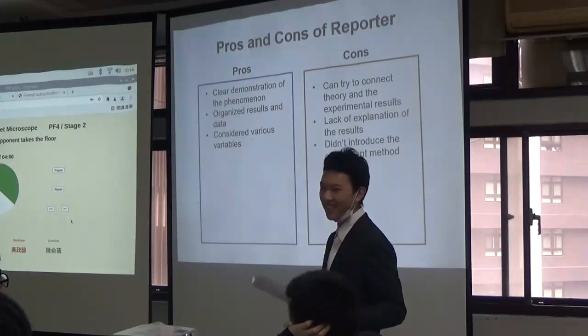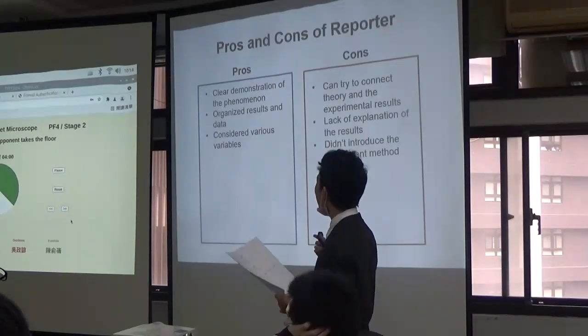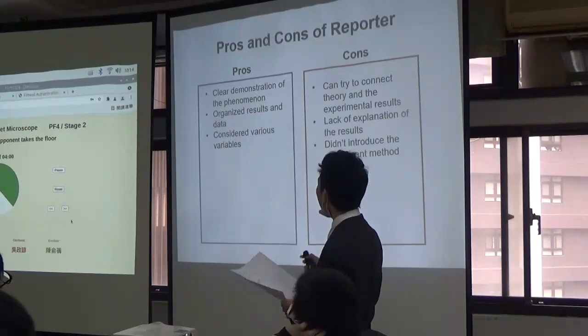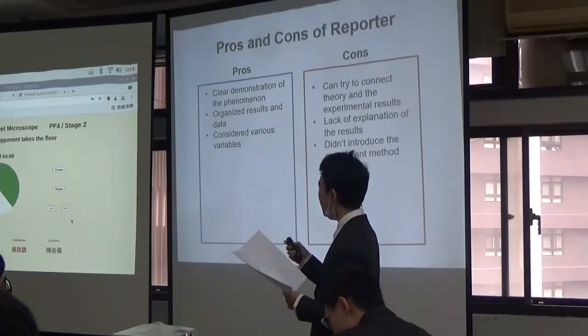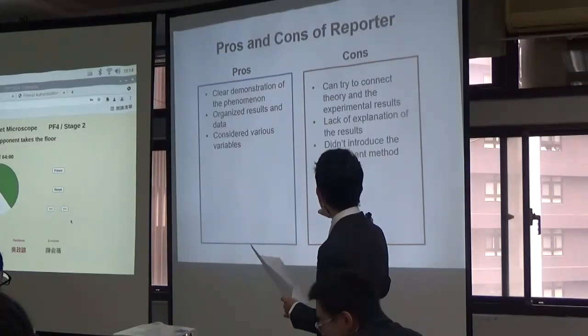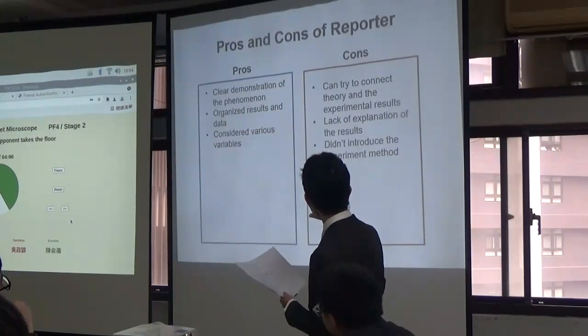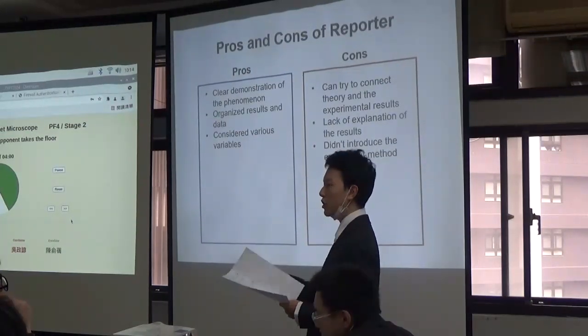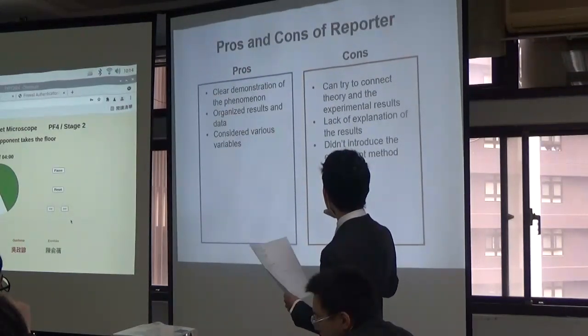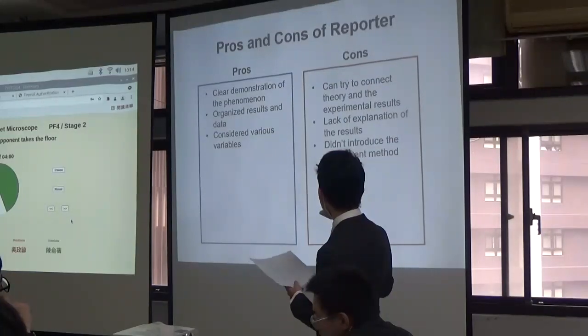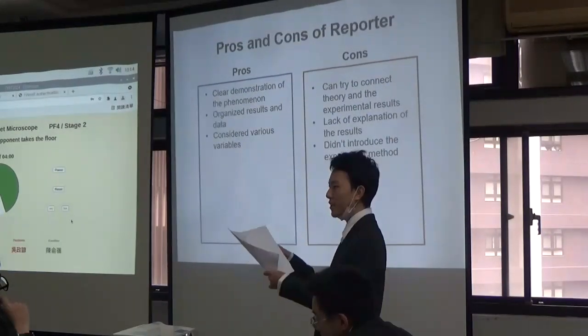For the pros and cons of the reporter, the pros are they have a clear demonstration of the phenomenon, and they have organized results and data, and consider various different variables. And for the cons, they try to connect the theory to the experimental results, which I'll elaborate on further. And they have a lack of experiments on the results, and they didn't introduce the experiment method in their presentation.